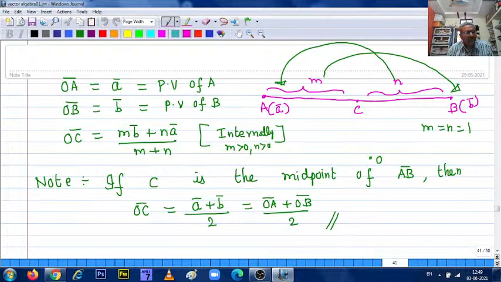Now in the last session we have discussed up to division formulae, right? Even we have discussed midpoint also.